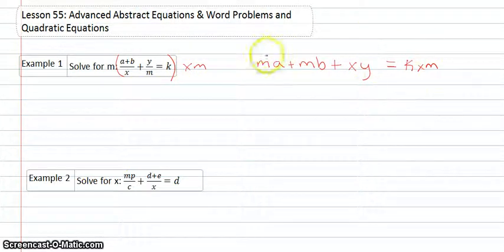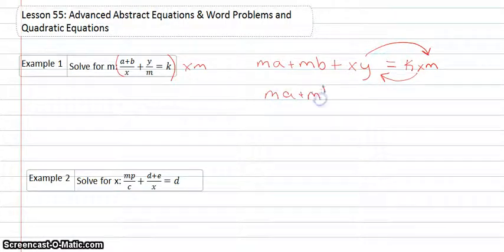Alright, now I don't have anything in my denominators besides a 1, and since I'm solving for m, I want to get all my m terms on the same side. So I'll need to move this to that side, and then I can move this over here. So I'm going to have ma plus mb minus, because you change sides, change signs, kxm equals a negative xy.